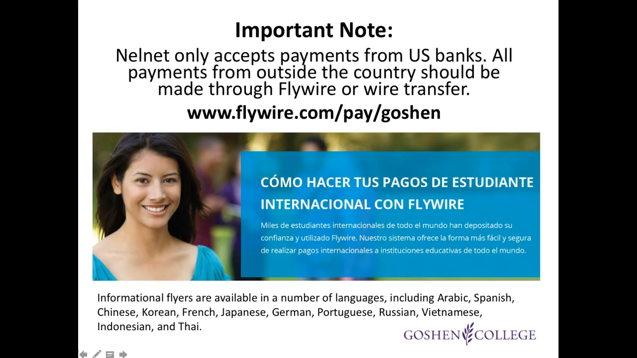One note for international families. You can choose to wire funds to your student's local bank account, and the student can set up a payment plan using that account. If you plan to pay Goshen College directly from outside the United States, please use Flywire to make your payments. They offer competitive exchange rates and are very easy to use.